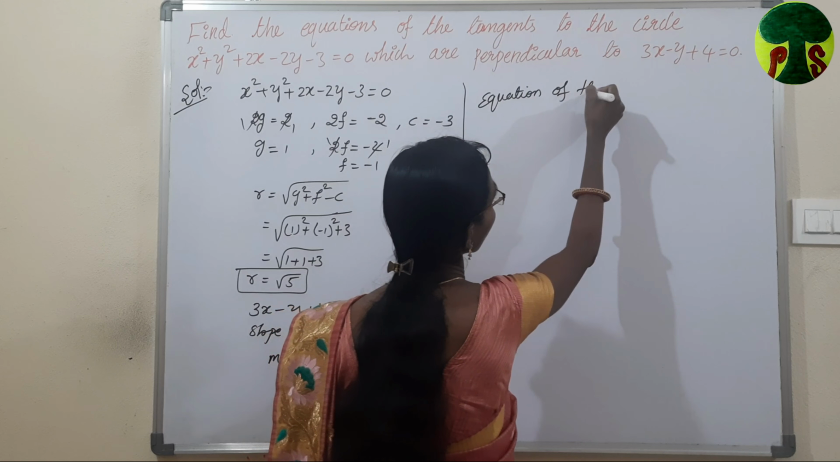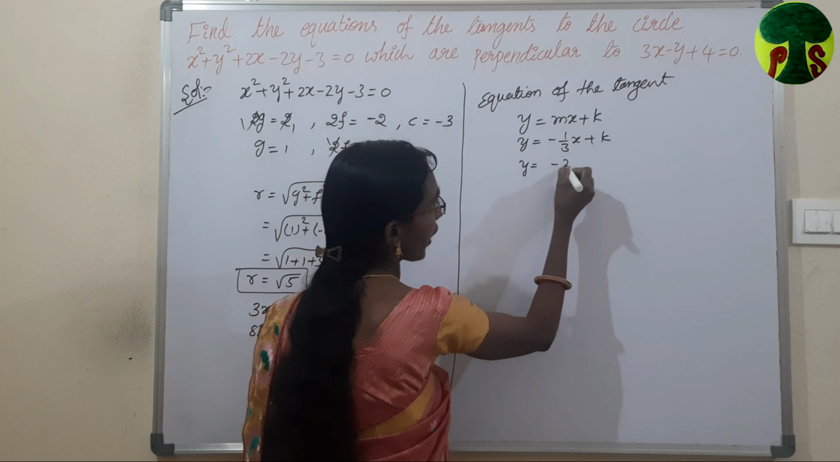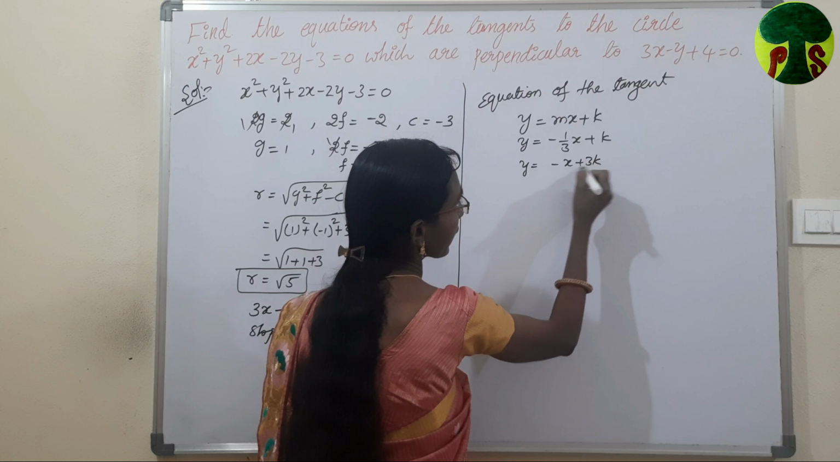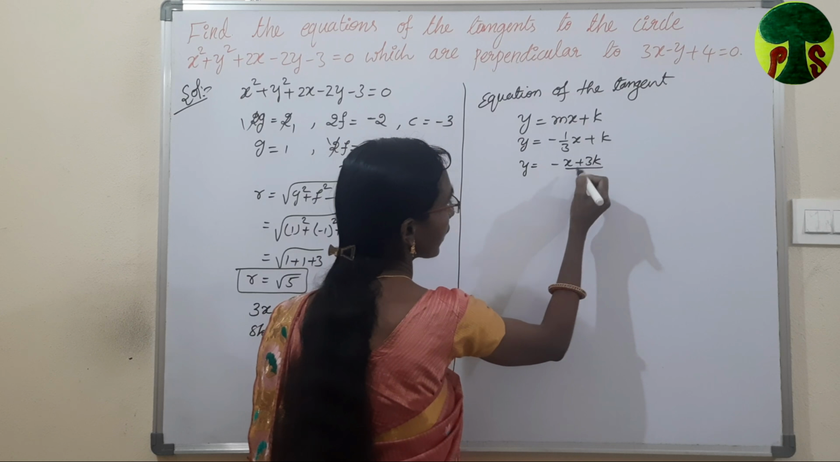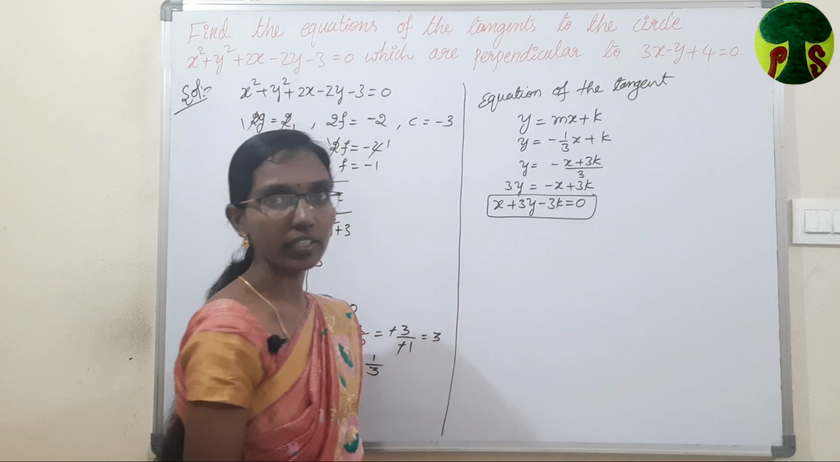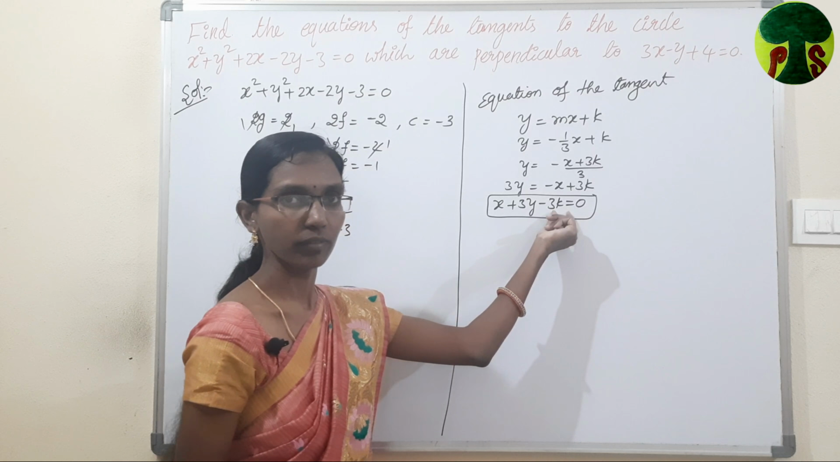y = mx + c, but I am taking k here because we already have c. So y = -(1/3)x + k. Take LCM, so y = (-x + 3k)/3. Send this 3 to this side, then we get 3y = -x + 3k, and send these two terms to the left-hand side. Then we get x + 3y - 3k = 0. This is the equation of the tangent. But here we have to find the value of k.